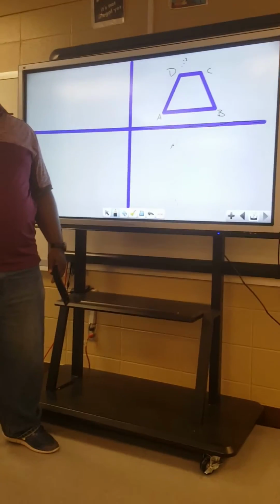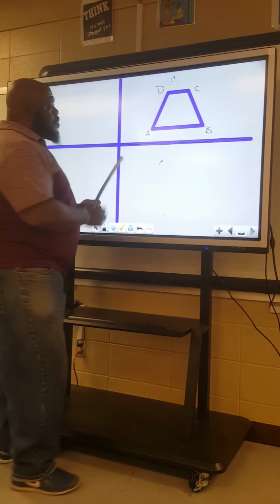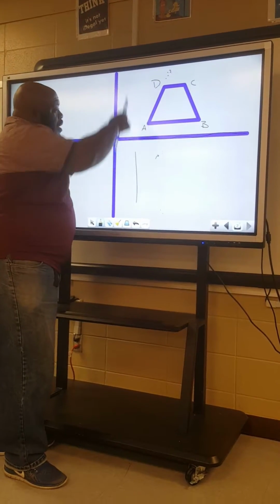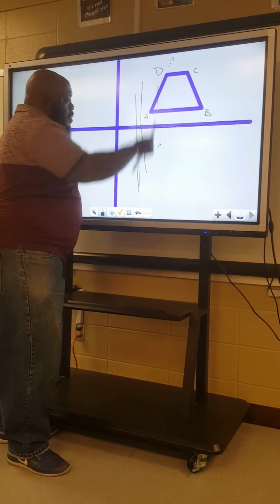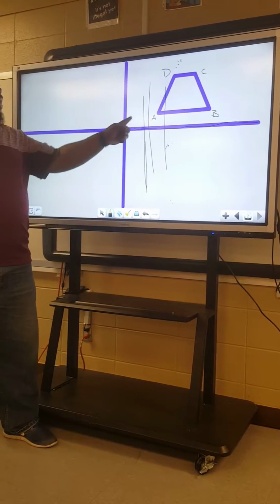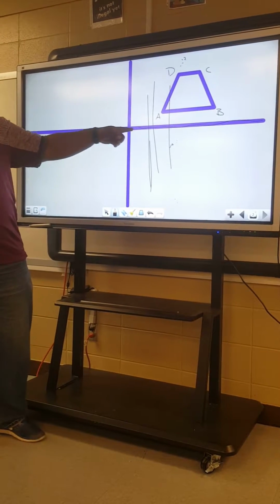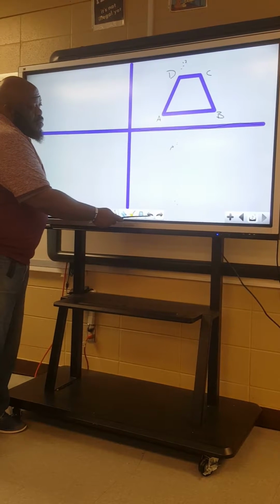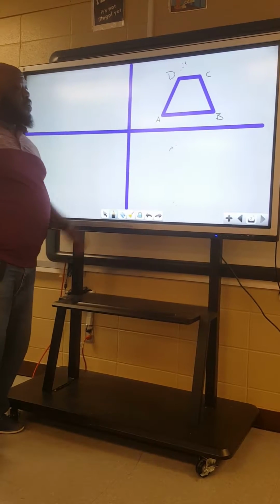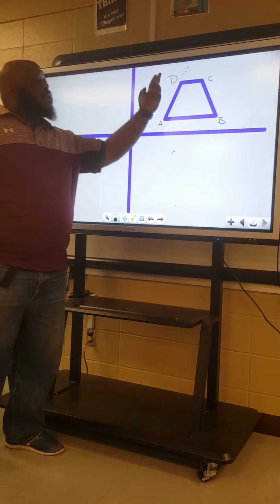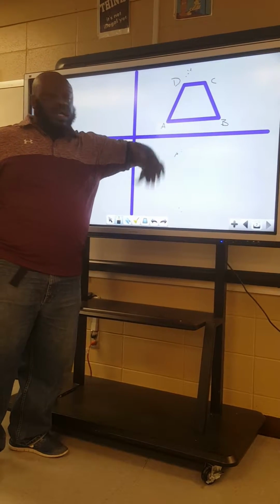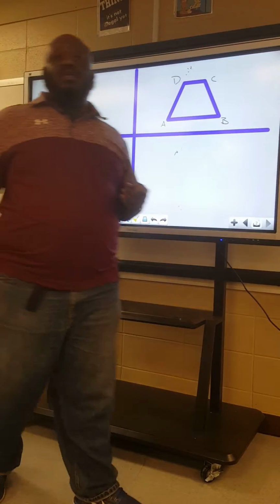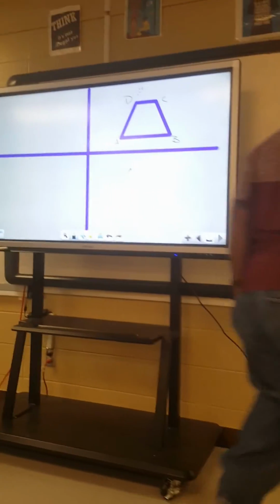Why do they stay the same? Because they're not moving this way. You have to move it side to side for the x-axis. If I'm lining everything up, each one of these lines represents an x coordinate. You have to move it that way to change the x. You have to move it left to right to change that. So because I'm going from here to here, the x coordinates do not change.